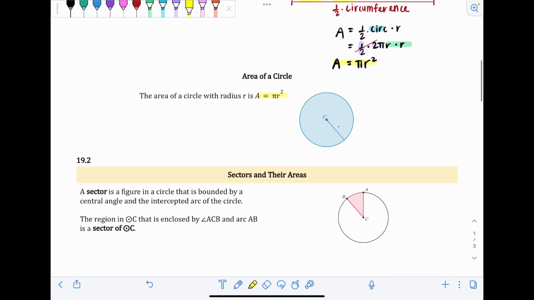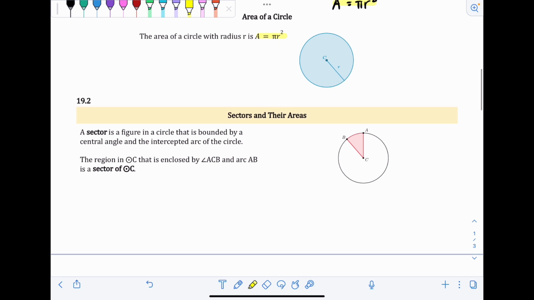Okay, moving down to 19.2. A sector is a figure in a circle that is bounded by a central angle and the intercepted arc of the circle. So I like to think of a sector as a slice of pizza. The arc is the crust. So the arc is just the outside part, the circumference portion of it. The sector is the entire slice.